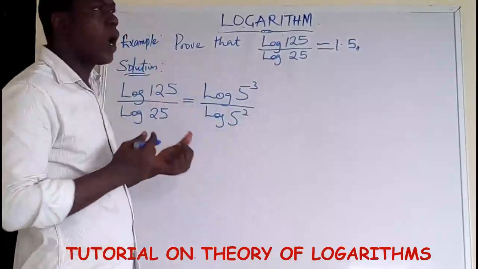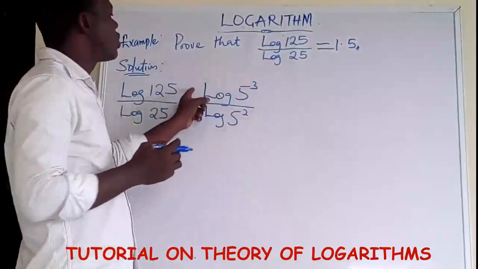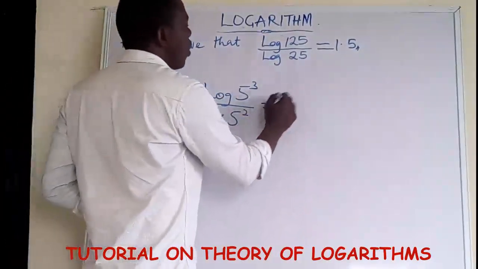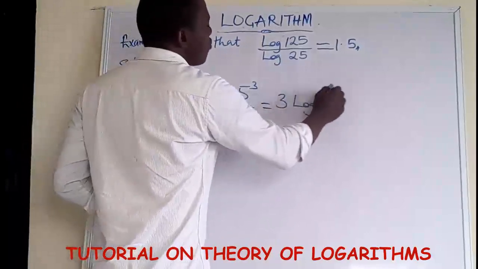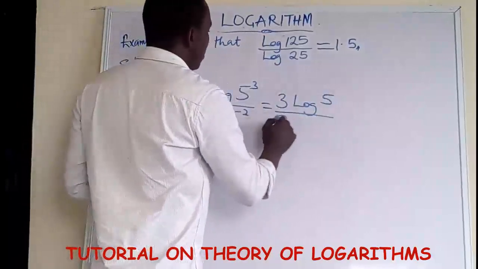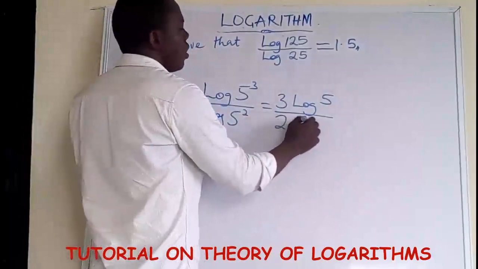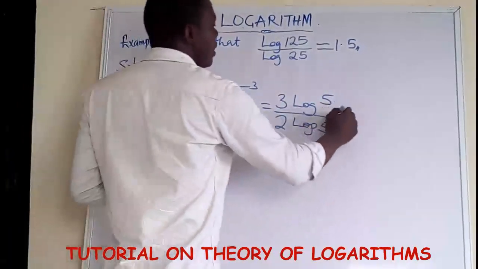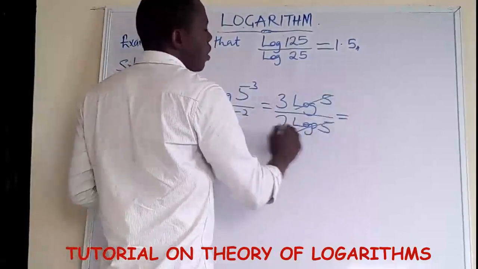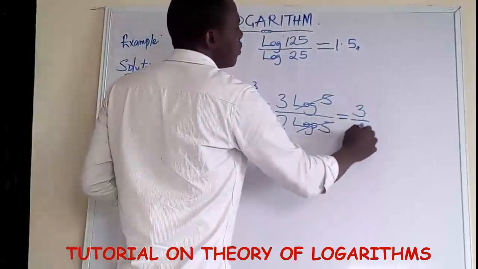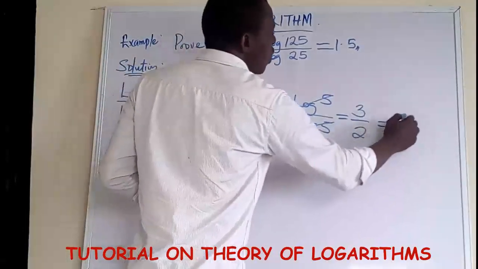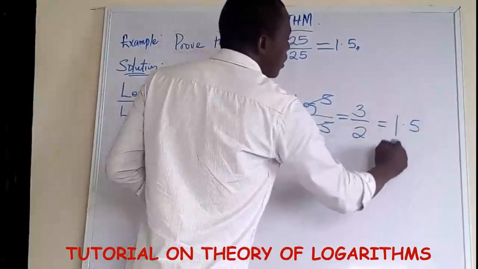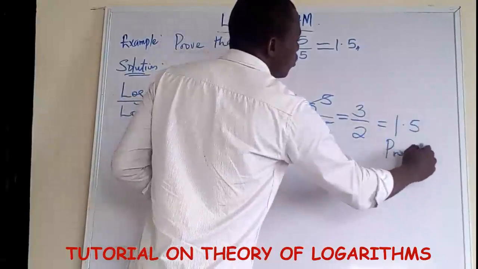And from our laws, we can put all these powers to the front. We say 3 log 5, and then 2 log 5. So from here, this one and this one can cut. What we have left is 3 over 2, and 3 over 2 is 1.5. That is the proof.